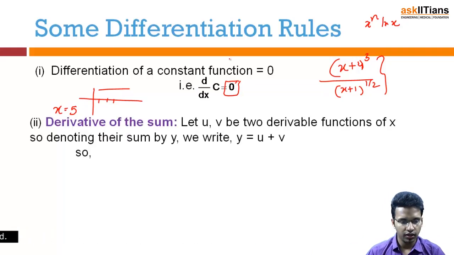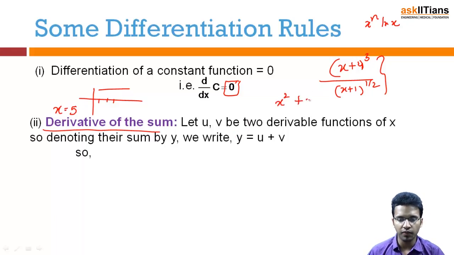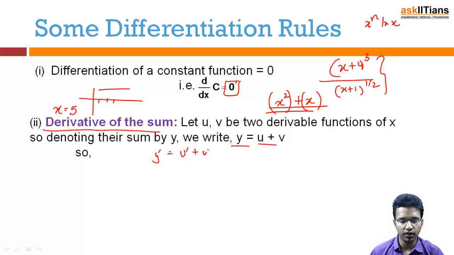Derivative of the sum. Now this is again something you will find too frequently. If there are two functions, suppose I say x square plus x, what will be the derivative of this? So we can treat this as one function, and this as the second function. So we can write y dash as u dash plus v dash.